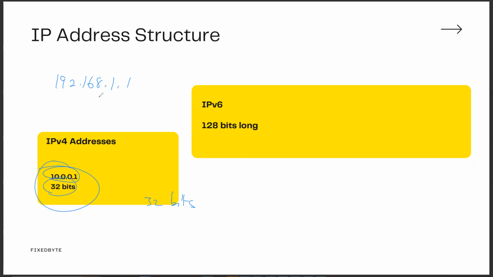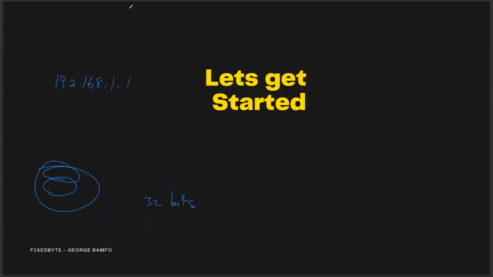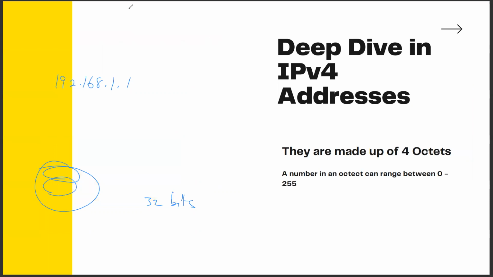So typically, any IPv4 address would have a maximum of four numbers. If I just go back to the first IP address I have here, there's a number here, and you could see that it's separated by a dot. There's another number here, and there's a third number, and there's a fourth number. So these are four different numbers when it comes to IPv4 addresses.